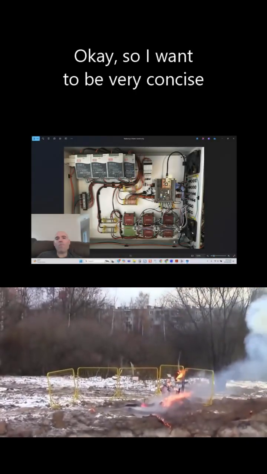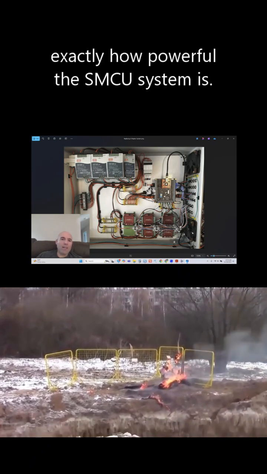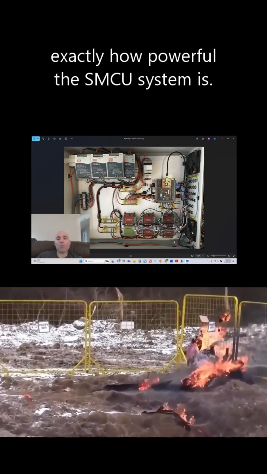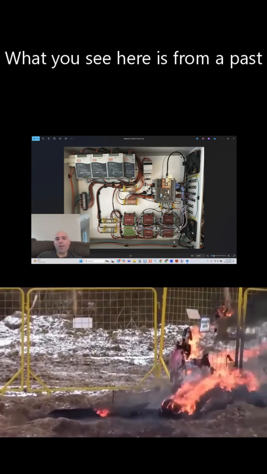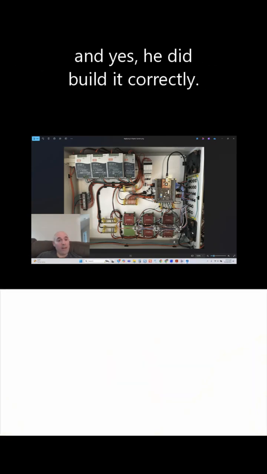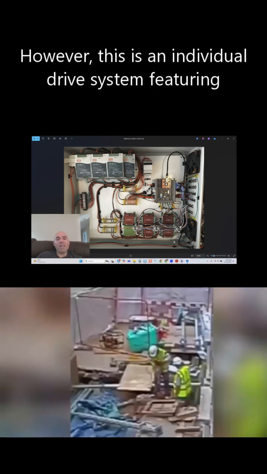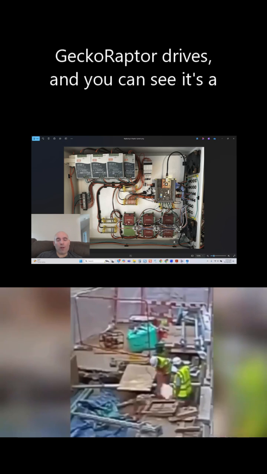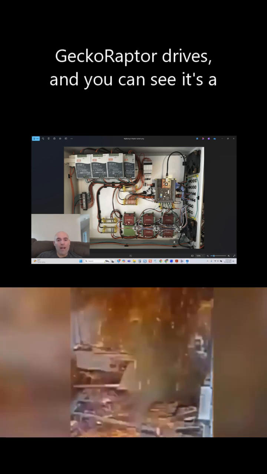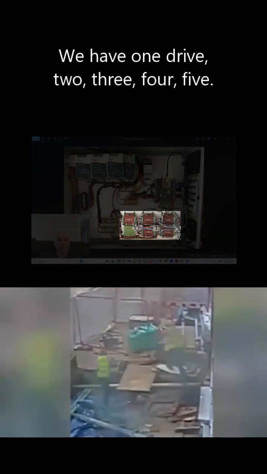Okay, so I want to be very concise and give you guys a visual example of exactly how powerful the SMCU system is. What you see here is from a past client. His name was Matt. He did a fantastic job building his controller, and yes, he did build it correctly. However, this is an individual drive system featuring Gecko Raptor drives, and you can see it's a five-axis system. And how do we know it's five-axis? We have one drive, two, three, four, five.